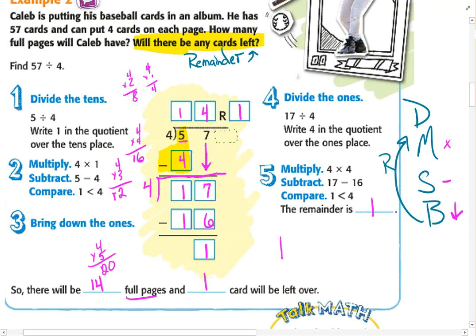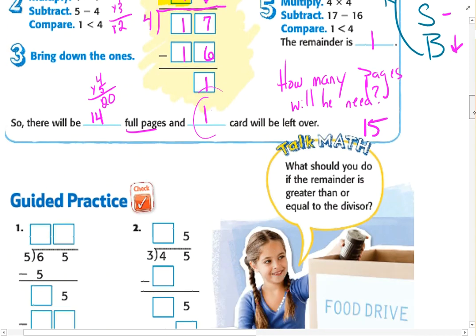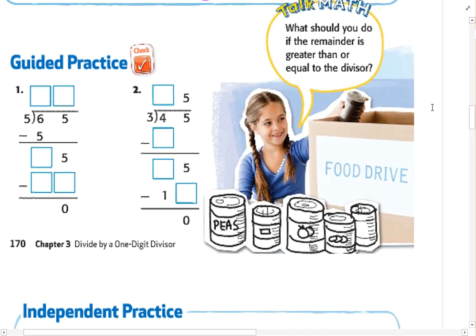So if the question says, how many pages will he need? Well, think about this. If we can put 4 cards on each page, that's 14 full pages. If he has 1 card left over, he will need to have a 15th page to simply put this 1 card in his binder, in his album, right? So let's look at some guided practice on this.